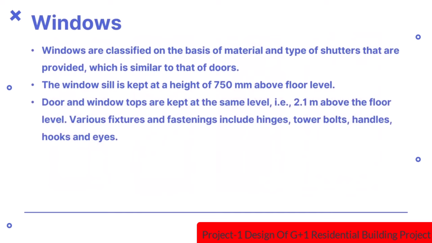The next part is windows. Windows are classified on the basis of material and type of shutters that are provided, which is similar to that of doors. The window sill is kept at a height of 750 mm above floor level. Door and window tops are kept at the same level, that is 2.1 meter above the floor level. Various fixtures and fastenings include hinges, tower bolts, handles, hooks, and eyes.